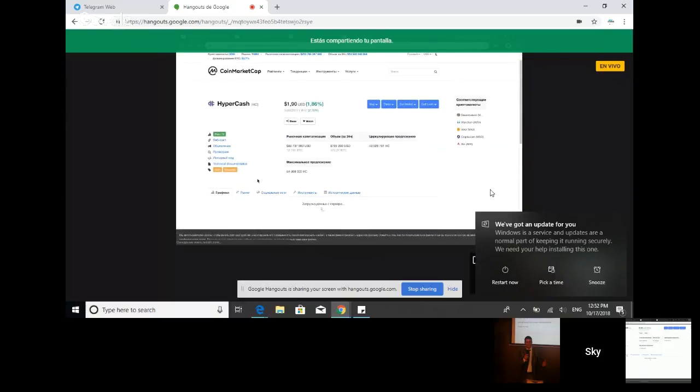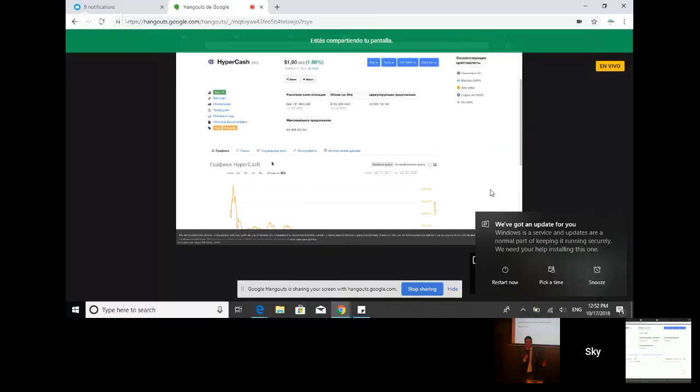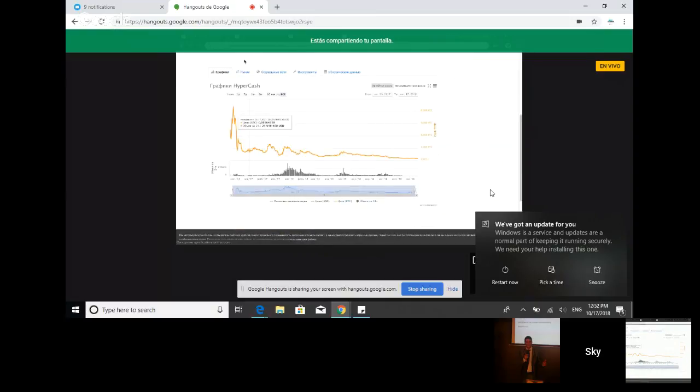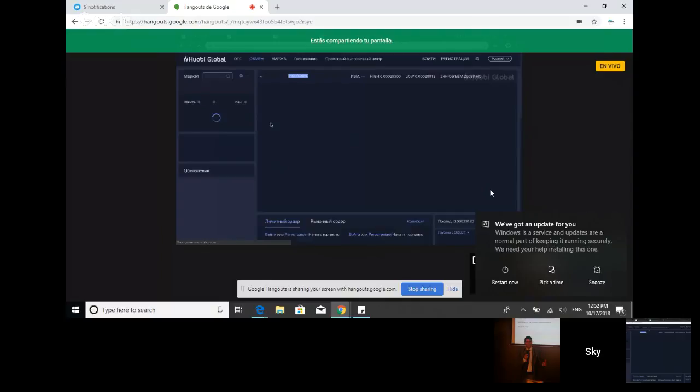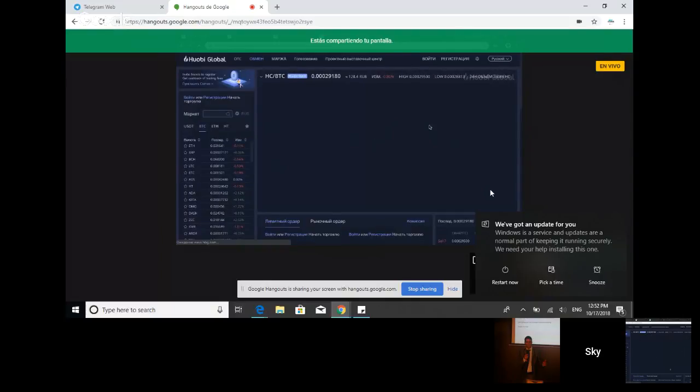So the hypercash is about 82 million market cap. It's trading on Huobi mostly and Binance as well. So this is a new coin for Binance users, but for Huobi users, it's not a new coin. So we can see how the price is moving. It's probably in a good accumulation zone right now.